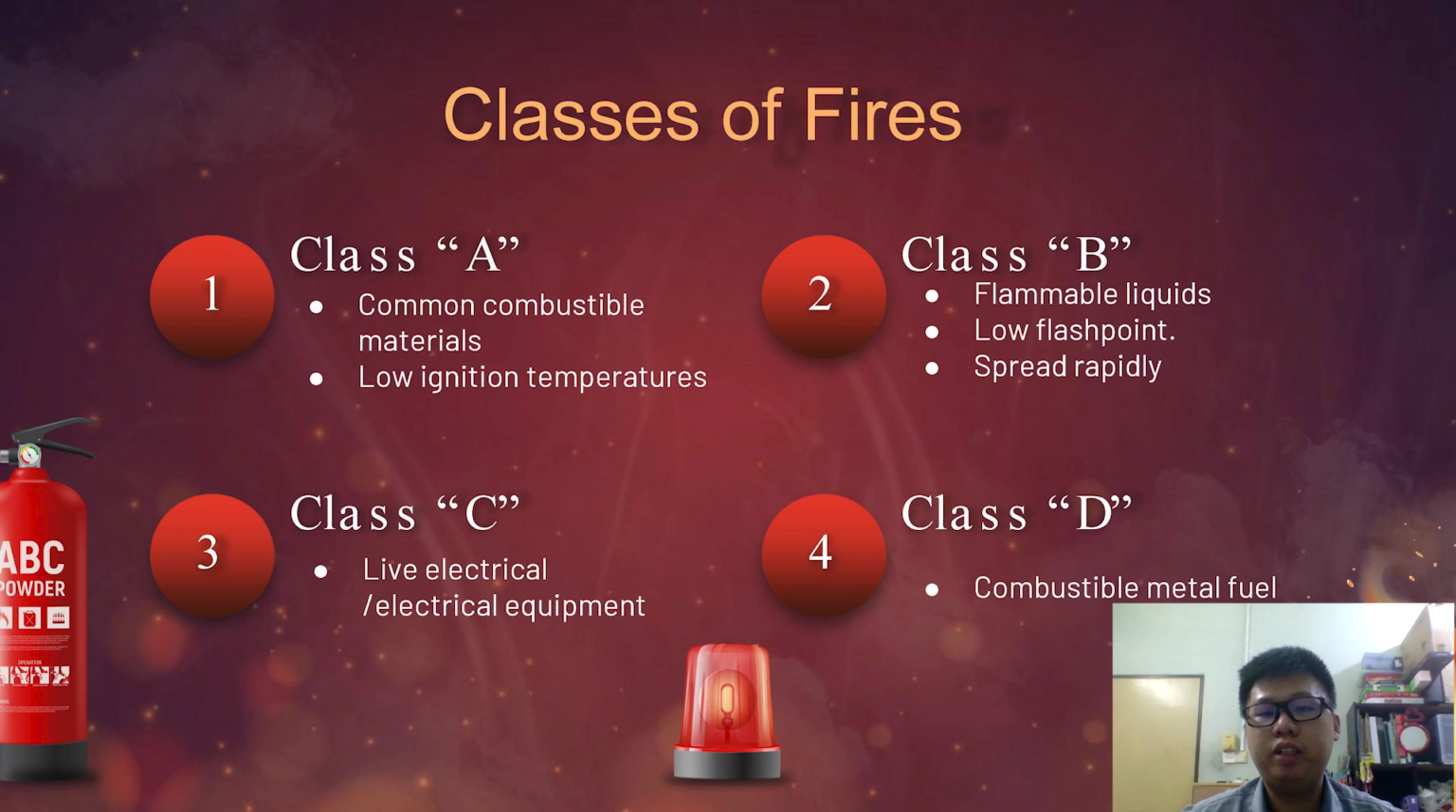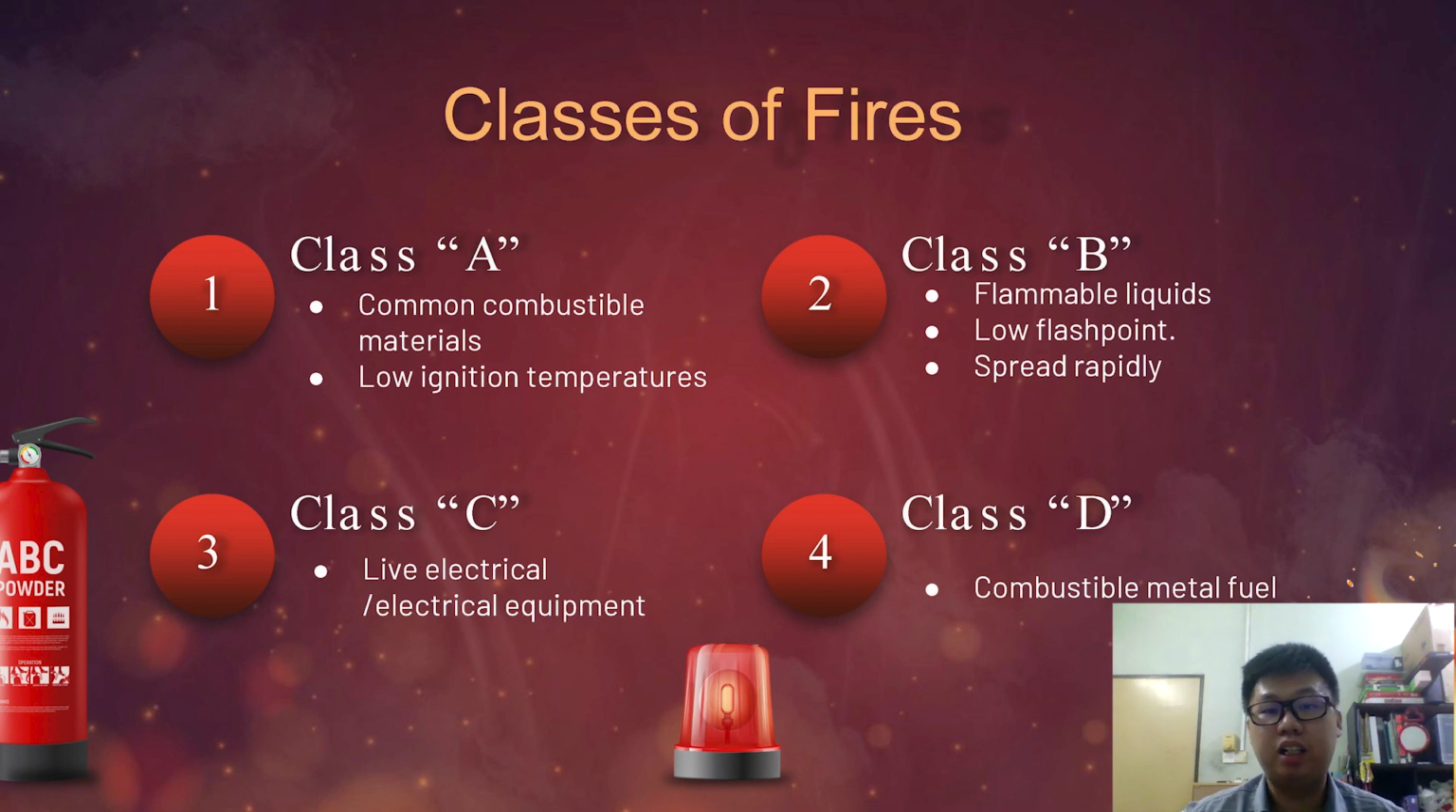Moving on, we can classify fire into four classes, starting from Class A. Class A fires are the most common type of fire. They are produced from common combustible materials, including wood, paper, fabric, rubber, and plastic. Class A fires have a relatively low ignition temperature, and once the fuel or oxygen has been depleted, the fire will burn out. A garbage fire is one example of a Class A fire.